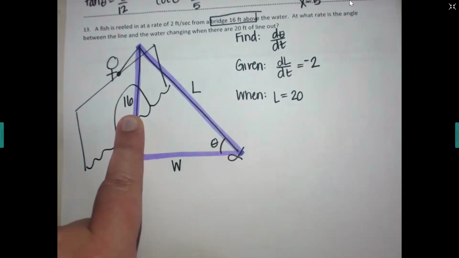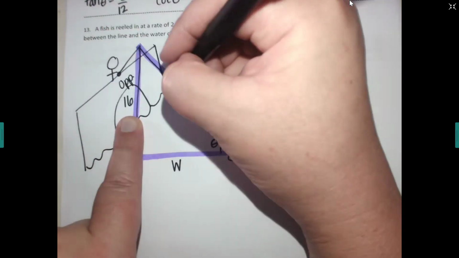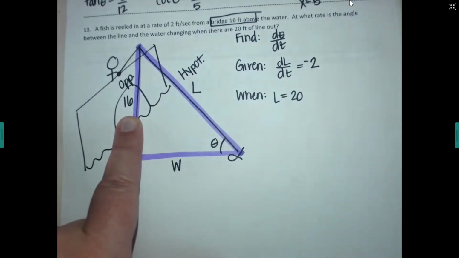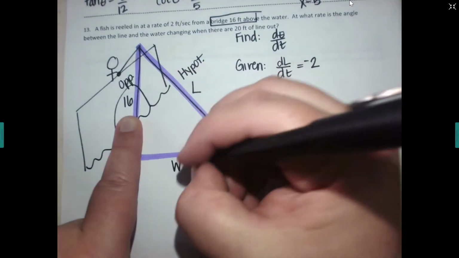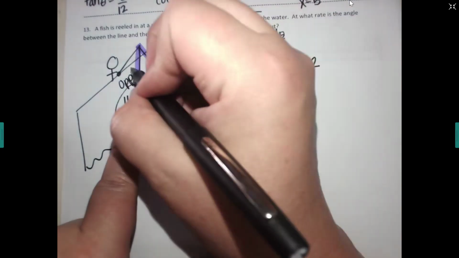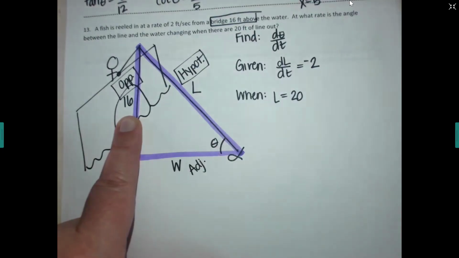So that is going to be correct. Let's label it. This is the opposite side. This is the hypotenuse. And then your water line, that would be your adjacent side. So if I want to have the opposite and the hypotenuse in it, the equation I'm going to use is going to be sine.